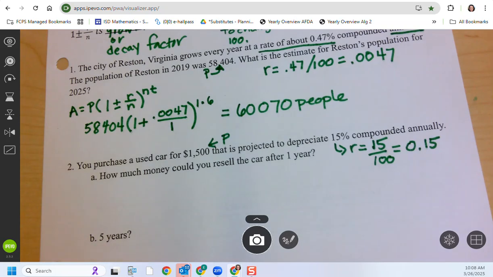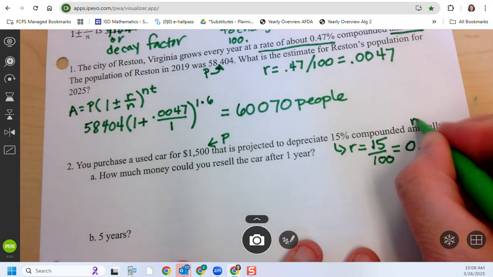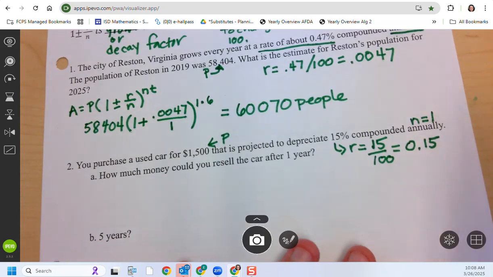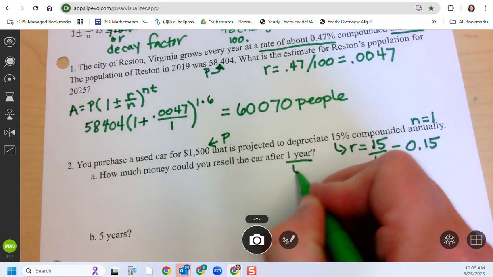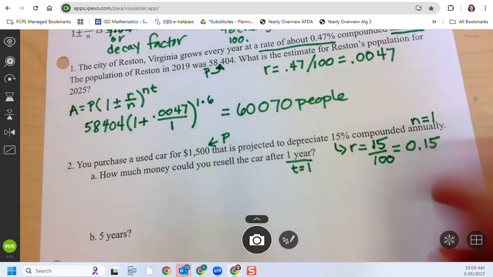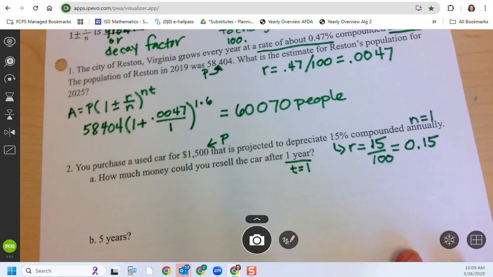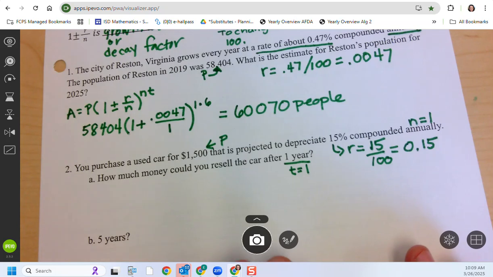Okay, so take a look. If you calculate it with a plus, let's recalculate it with a minus. So our principal was 1,500. 1 minus 0.15 over 1 to the 1 times 1. Okay, and then I'm going to put that in the calculator. If you haven't put that in the calculator yet, do that.